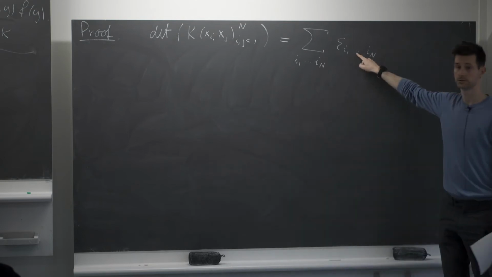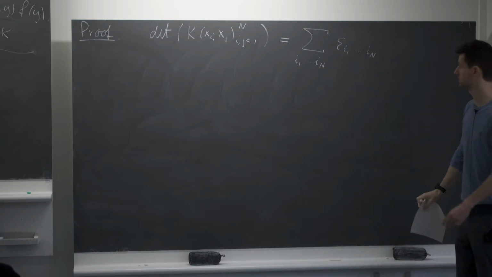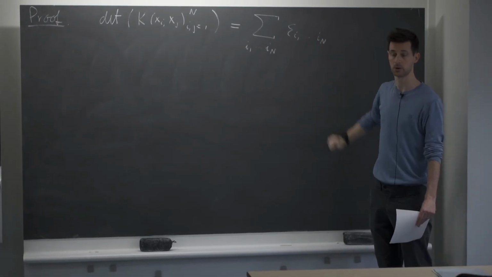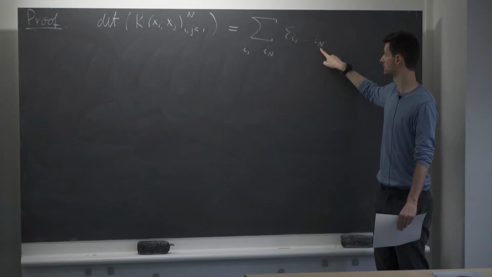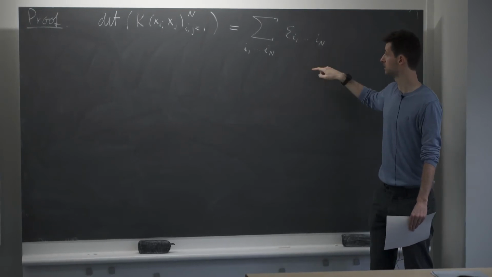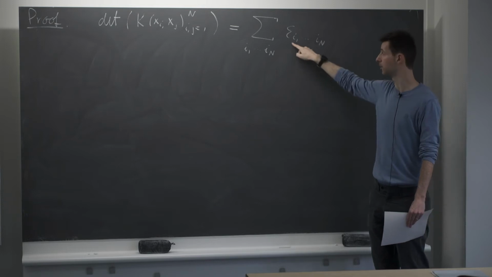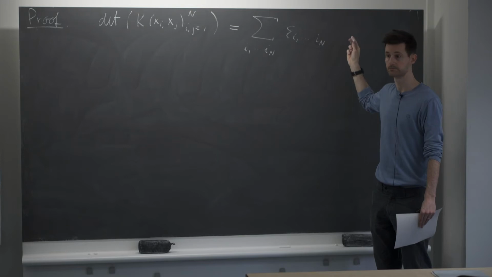Okay, do you know this symbol? Should I explain what it means? Is it clear to everyone? So, I will tell you in words what it is. It is a number that is equal to +1, 0, or -1. It is equal to +1 if these indices are an even permutation of 1 to n. It is equal to -1 if they are an odd permutation of these indices, and it's equal to 0 otherwise.